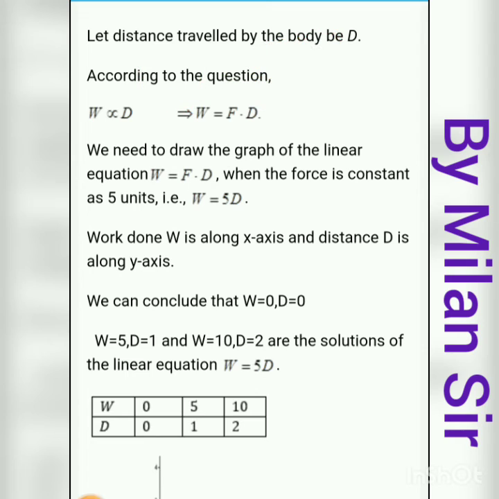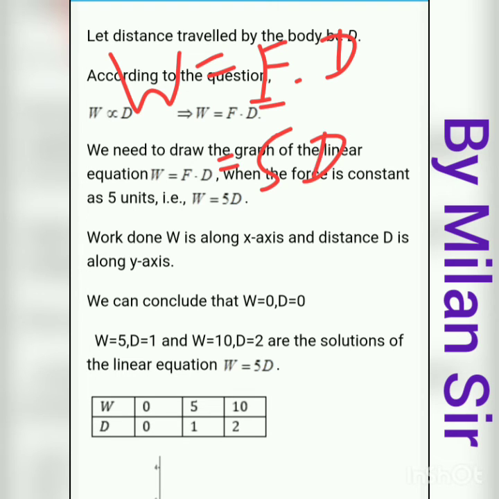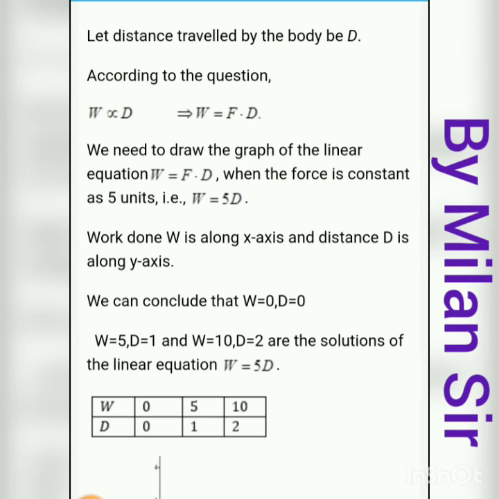Okay, again, work done is proportional to distance D. W is equal to F multiplied by D, right? This constant force is given to you as 5, so here 5D. Okay, now we need to draw the graph, right? We have W is equal to 5D.